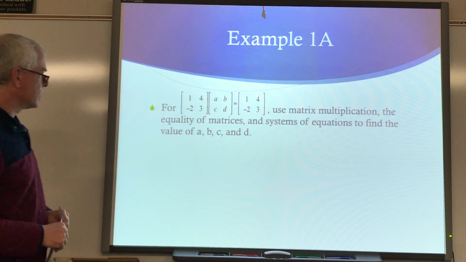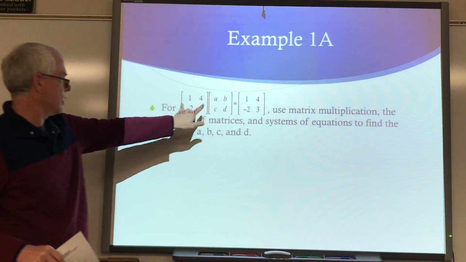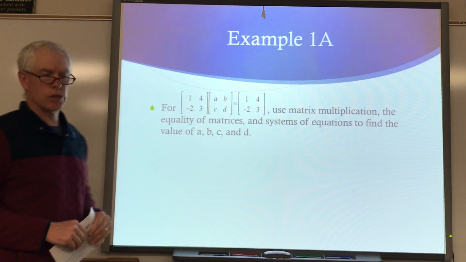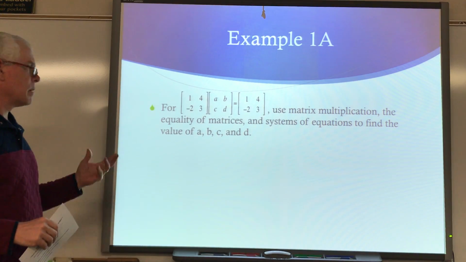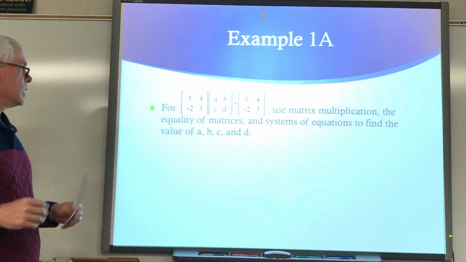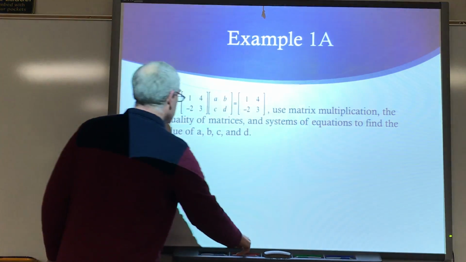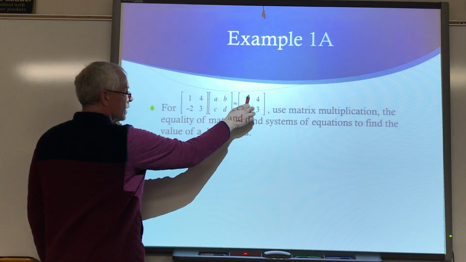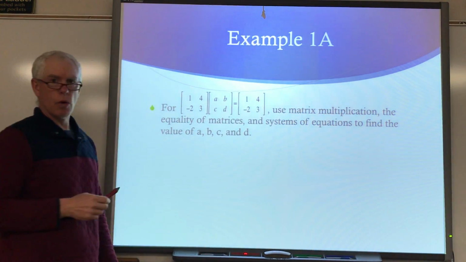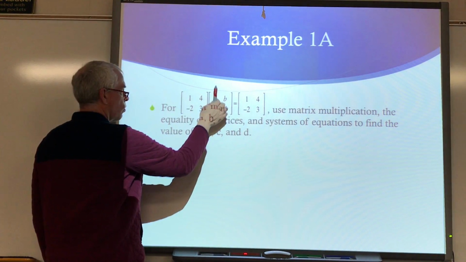Okay, so for the first example here, it says if I multiply these two matrices together, I'm supposed to get this 2 by 2 on the right. They want me to find A, B, C, and D. In the end, I'm going to end up with some systems of equations here. If you remember the multiplication, if I want to get that result that's in row 1, column 1, I need to take row 1 times column 1.